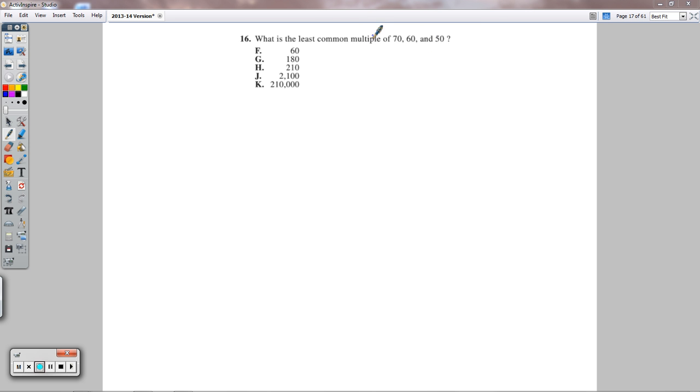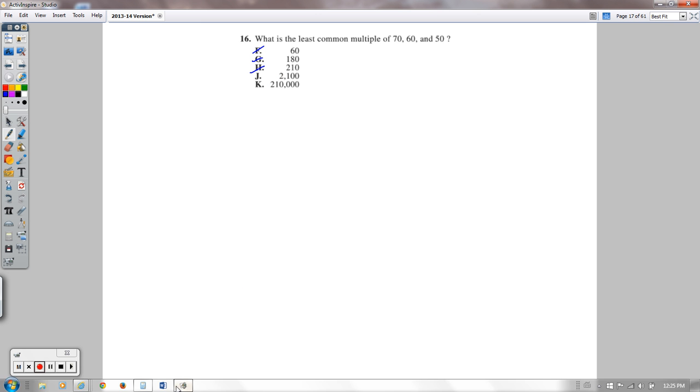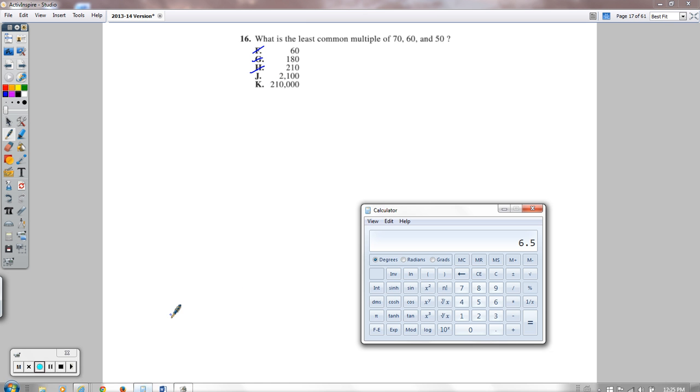They have to be multiples of all 3 of these numbers. 60, clearly not a multiple of 50. Likewise, 180 is clearly not a multiple of 50. And 210, not a multiple of 50. So from there, we could use the answers to our advantage here and figure this out.